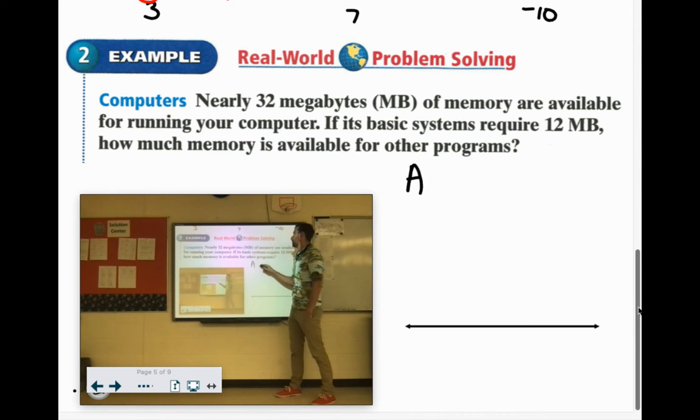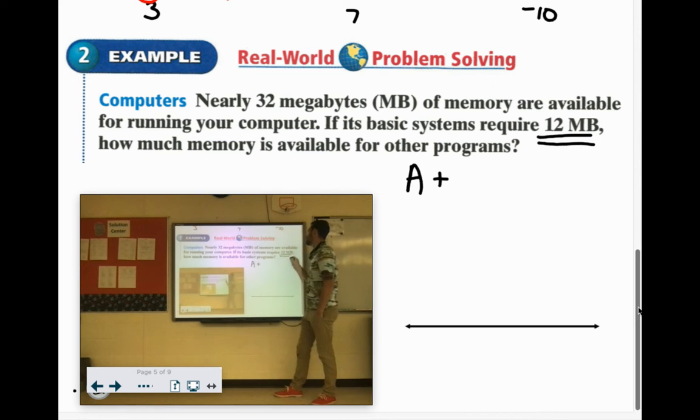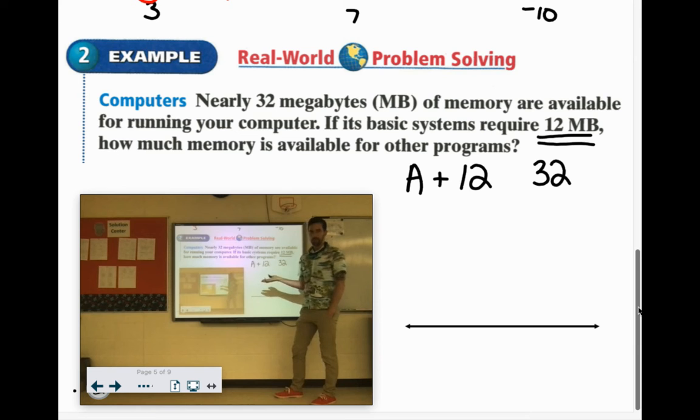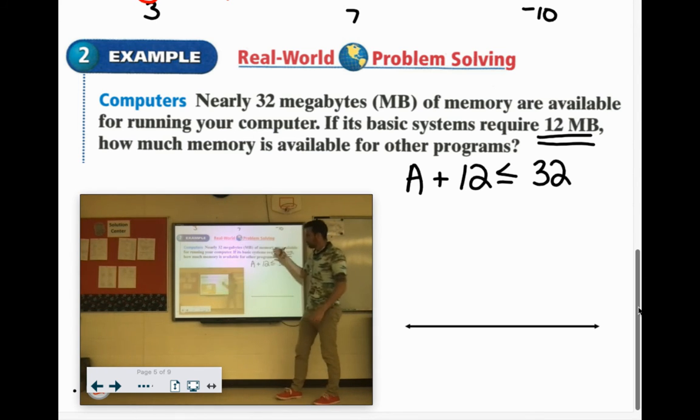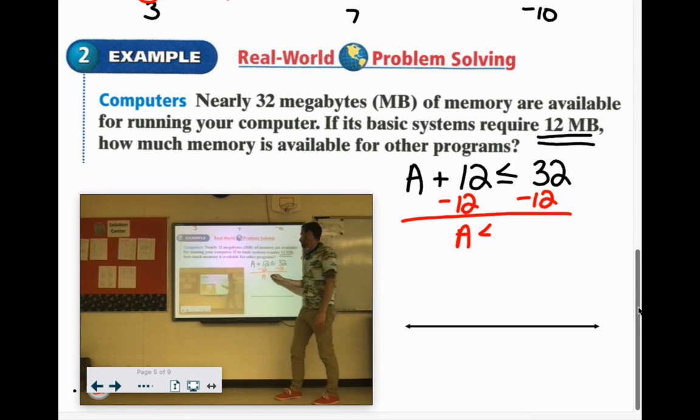Let's call it a, plus we have to run 12 megabytes, no matter what. We have 32 altogether. Now, can we go over 32? No. Can we hit exactly 32? Sure. So this would be at most 32, so less than or equal to 32. Now, how do we get rid of plus 12 megabytes? We subtract them, which leaves us with our availability has to be less than or equal to 20 megabytes.